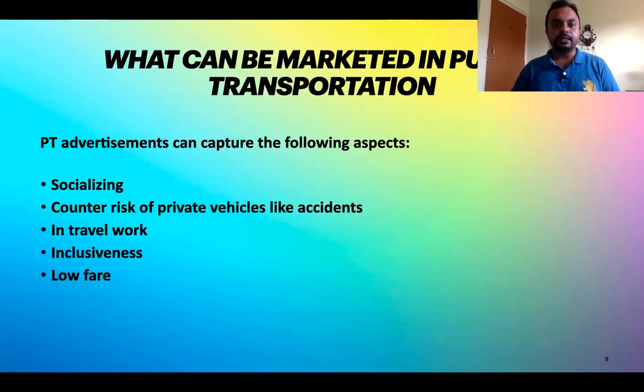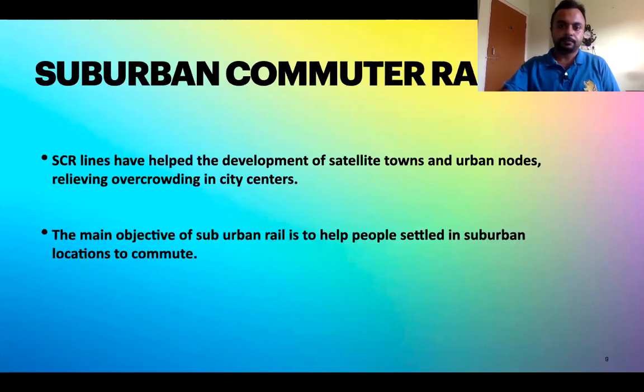Public transportation is more inclusive. You feel more inclusive with the society. The fare is low. The cost of moving from one point to another is much less in public transportation compared to your private transportation system, that is your own four-wheelers or your own two-wheelers.